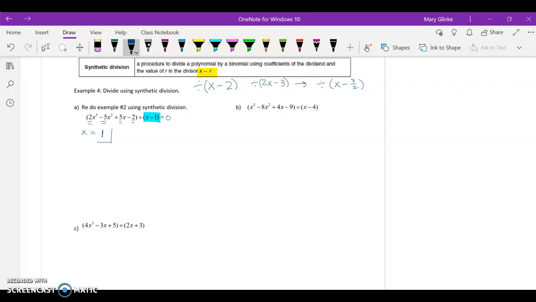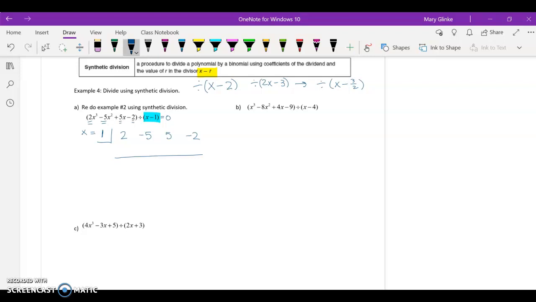We're going to list them in terms of standard form. So our coefficients here were 2, -5, +5, and -2. I don't want to list any of my variables at all, just the coefficients. And if there's a missing coefficient, you would have to put in 0 as a placeholder. You have to account for every single term from your highest degree to the constant.